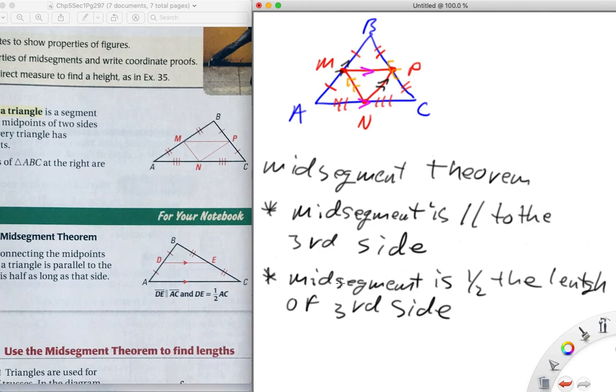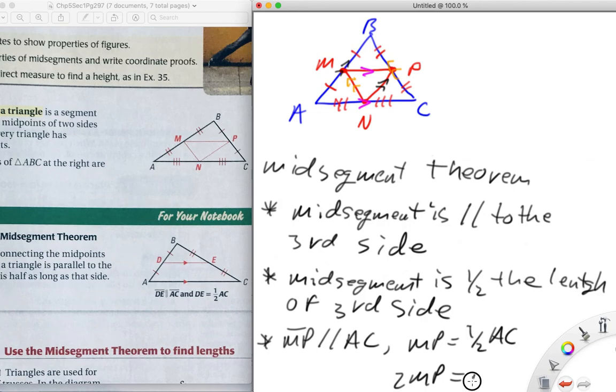If we look according to this, we can say that MP is parallel to AC. We can also say that MP is equal to half of AC, half of the third side. Or we can say that 2MP is equal to AC. Either way works.